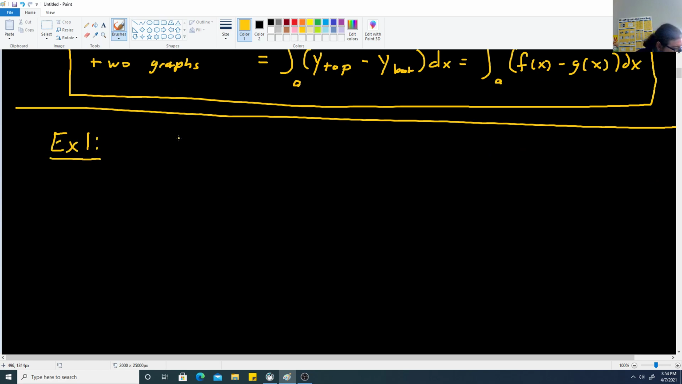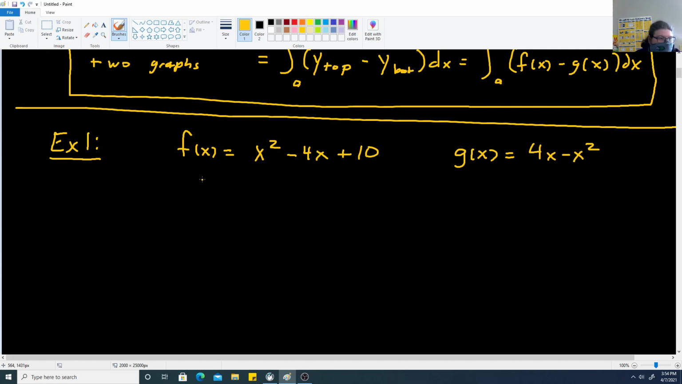So first example, they give us a function f of x equals x squared minus 4x plus 10. And they give us the function g of x equals 4x minus x squared. And they want us to find the area between the graphs over 1 is less than or equal to x is less than or equal to 3.